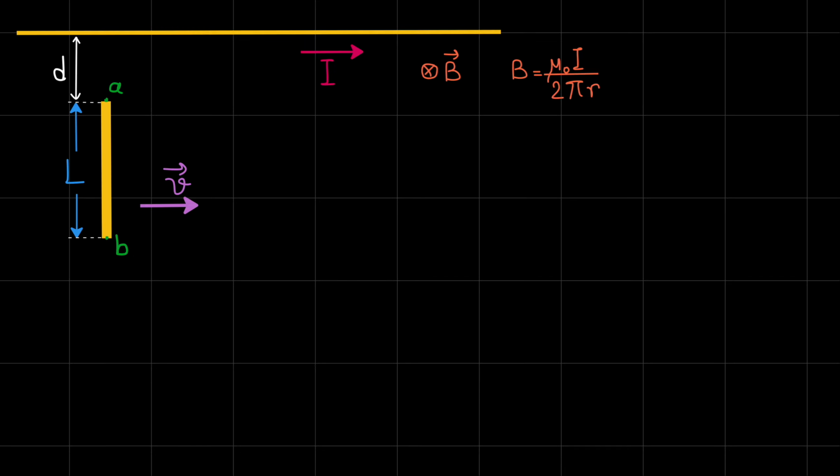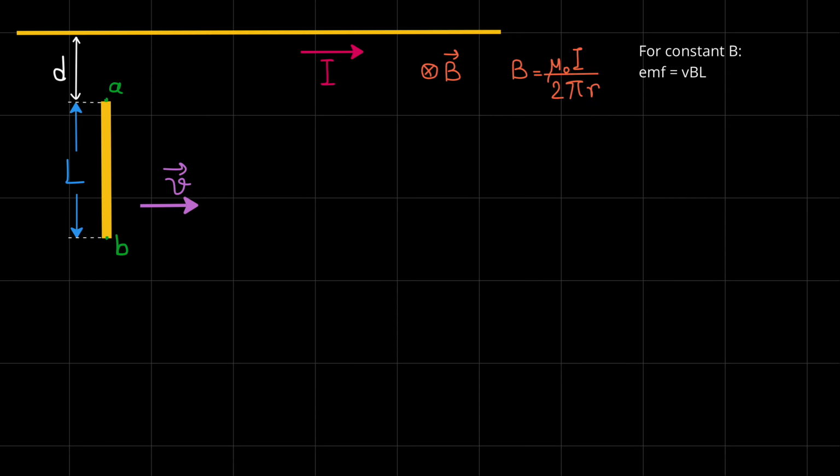The magnitude of the magnetic field is equal to mu 0 I divided by 2 pi r. I is the current in the wire, and r is the distance from the wire. So the magnetic field is inversely proportional to r. As you move away from the wire, the magnetic field decreases.